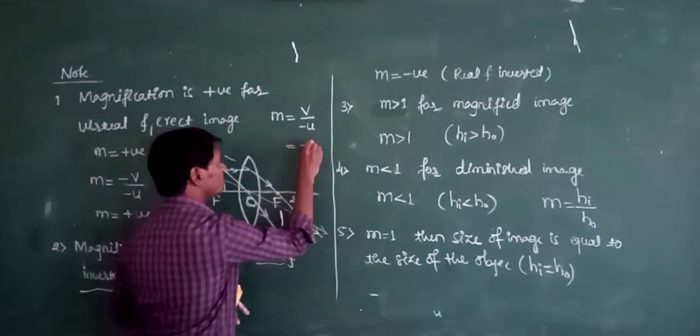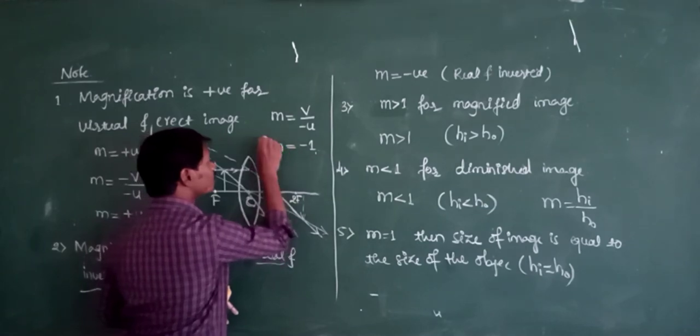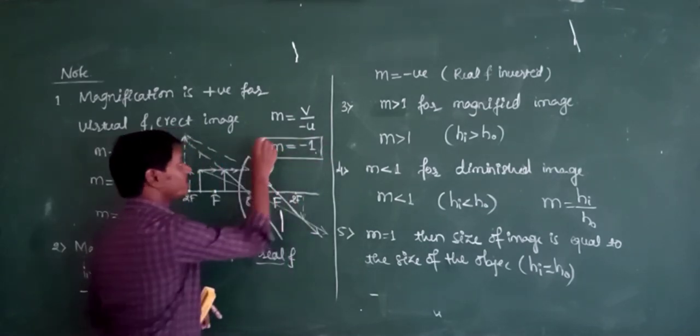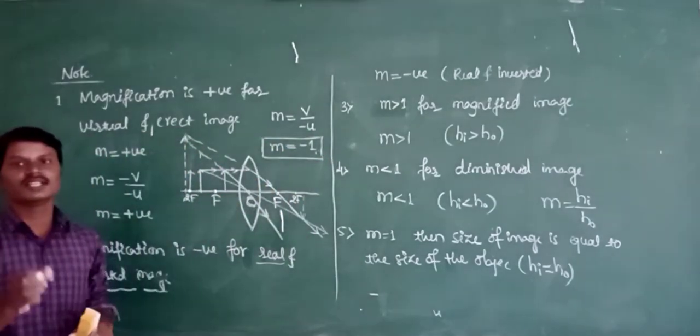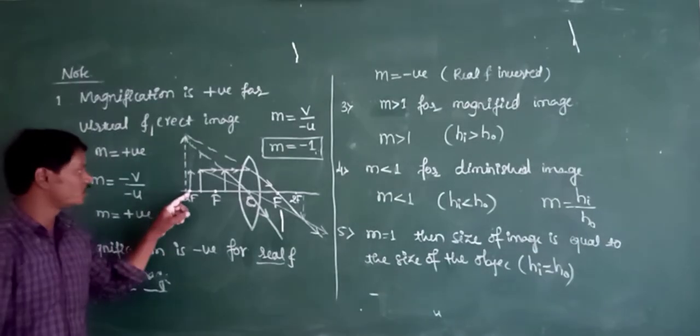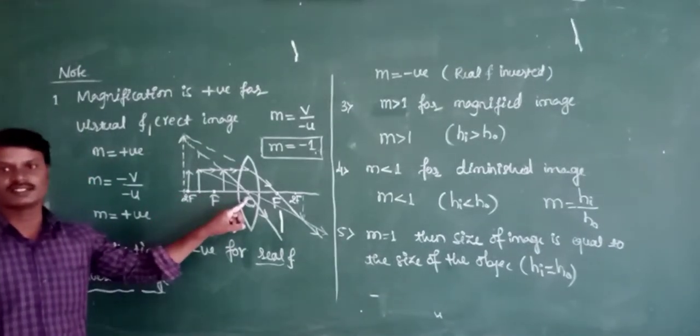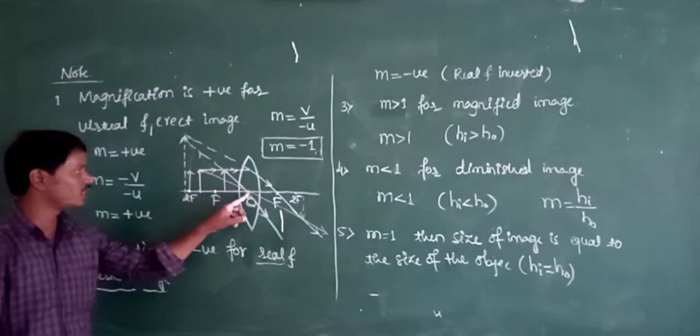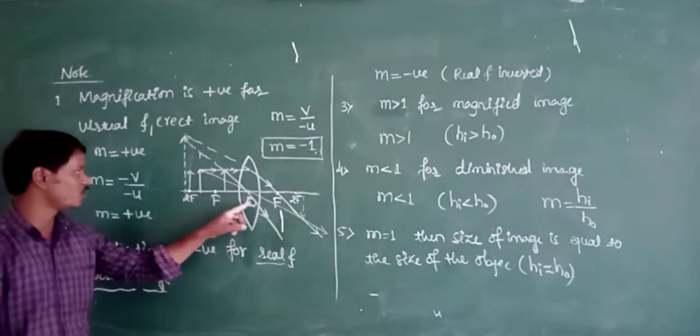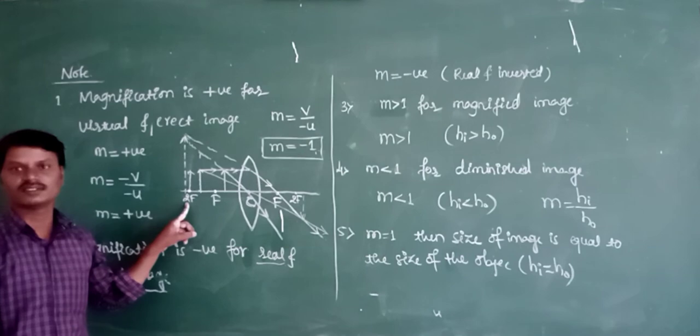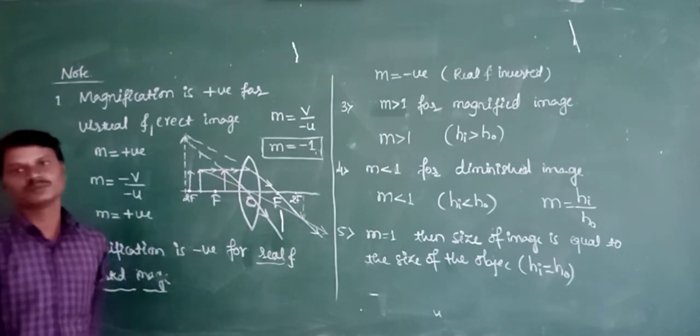It is very important. The magnification produced by a convex lens is -1 only when the object is at twice the focal length of the convex lens. Twice means here, if the focal length is 15 cm, then 2f is 30 cm. Okay, it is twice the focal length.